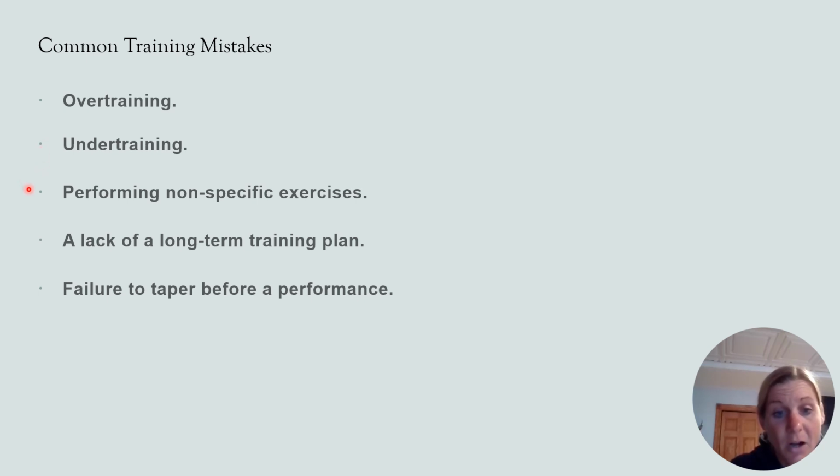Okay. Other common mistakes involve performing non-specific exercises. So again, thinking about doing exercises that are not specific to what that athlete needs to challenge the body.